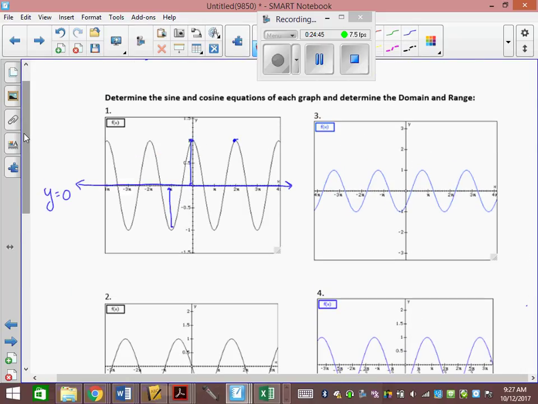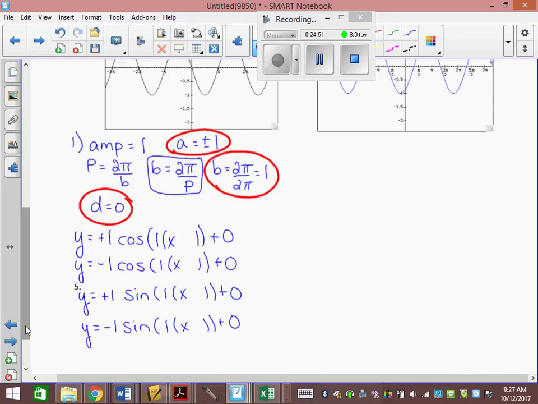Is the maximum on the y-axis? Yes. So has there been a horizontal translation? No. So for a positive cos, I could just go plus 0, or I could go minus 0. So I'm looking literally for the maximum on the y-axis. If the maximum is on the y-axis, we're golden, right? So maximum on the y-axis, we have no horizontal translation.